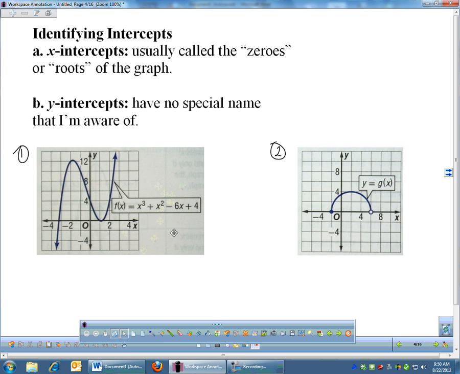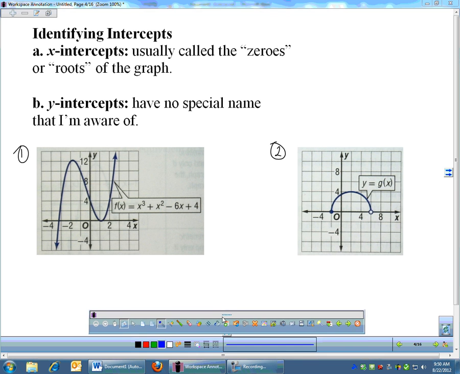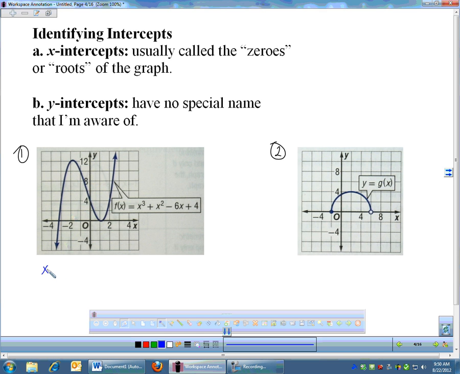X and Y intercepts. These are going to be really easy. We talked about X and Y intercepts from equations earlier. Basically you're just going to look at the graphs and tell me where they are. So the x-intercept for number 1. Also make note, x-intercepts, I will usually refer to them as either zeros or roots. It's the exact same thing. Those three phrases, x-intercepts, zeros, roots, are all the same.